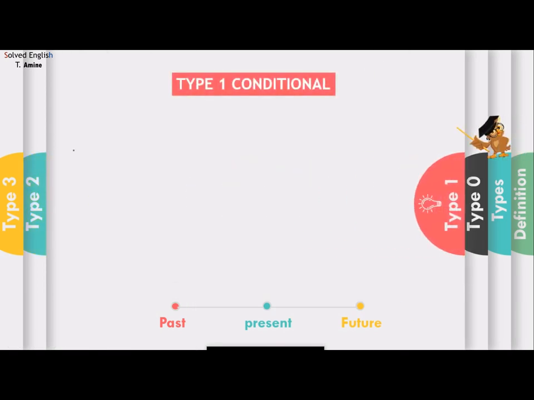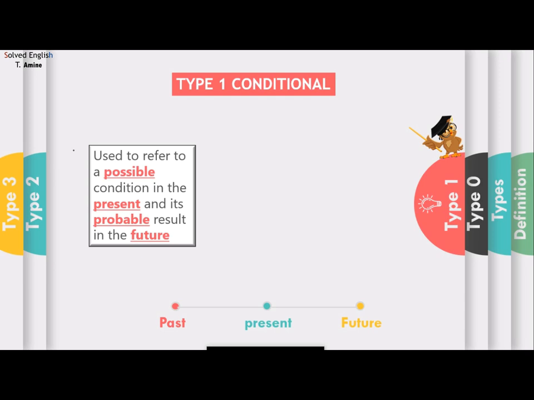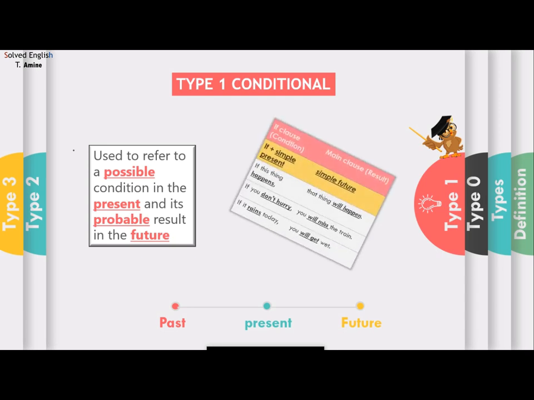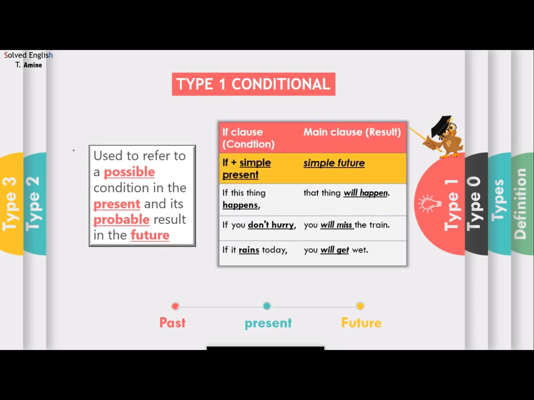Well, we use conditional type 1 to refer to a possible condition in the present and its probable result in the future. The table here is going to make it clear for you. For conditional type 1, in the if clause, we use if plus the simple present, and in the main clause or result clause, we use the simple future. So we can say, if this thing happens, that thing will happen.